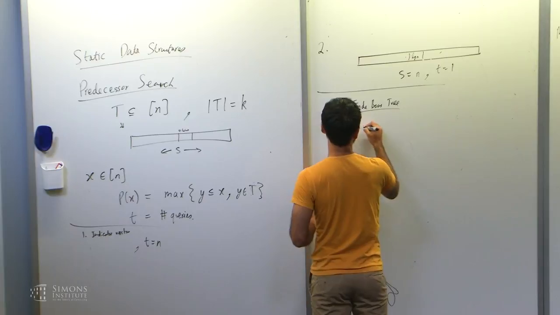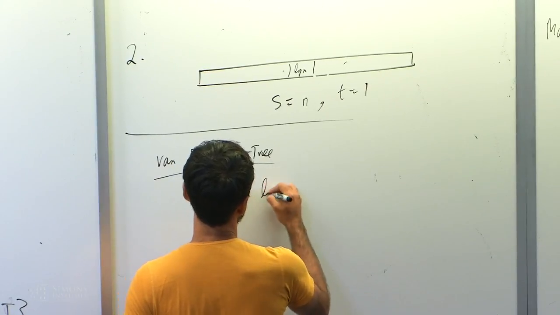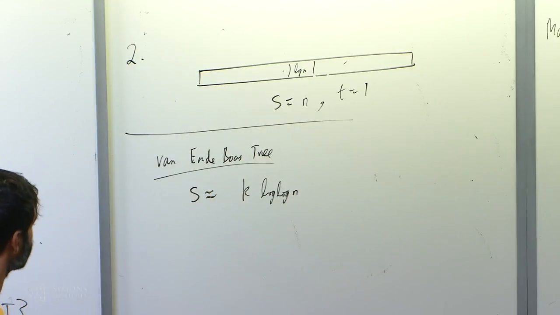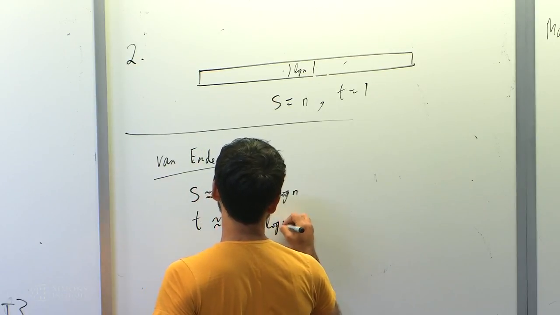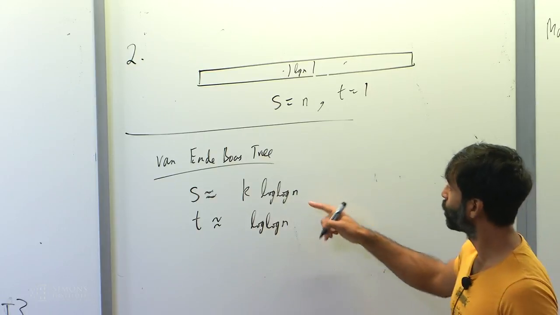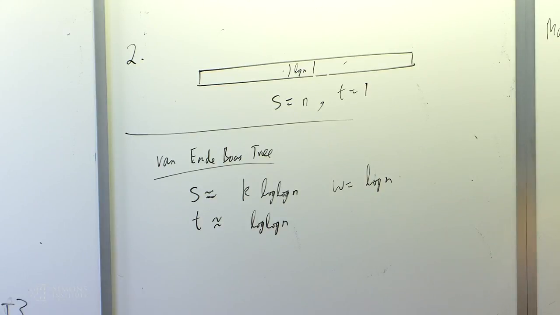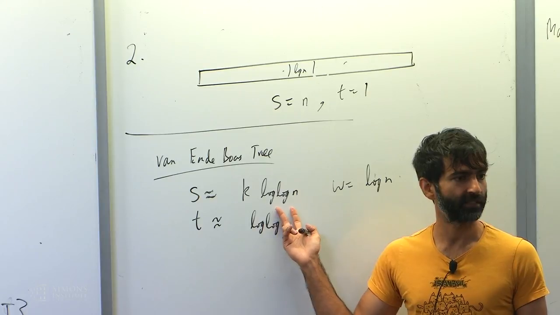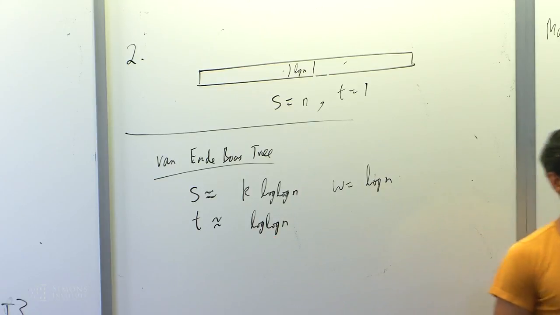And it has these parameters. So you can have S that's like k log log n. Okay, there's probably a lot of fudging going on here. And T is also log log n. Each word will be log n. So k log n bits are required to store the set, if it's a set of size k, just to encode the set. And this uses another log log n additional factor. And then it's able to answer queries really fast in log log n time.